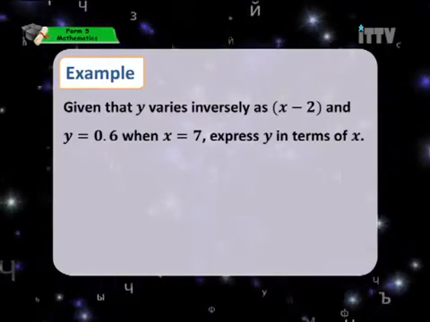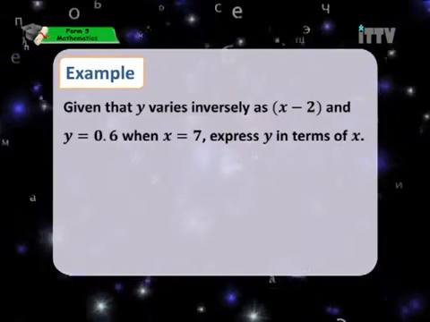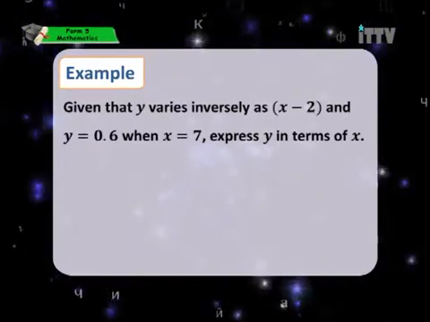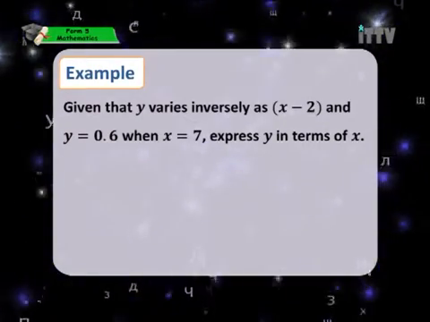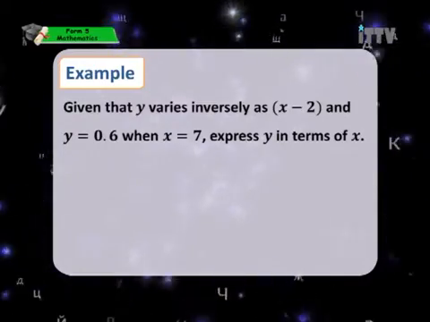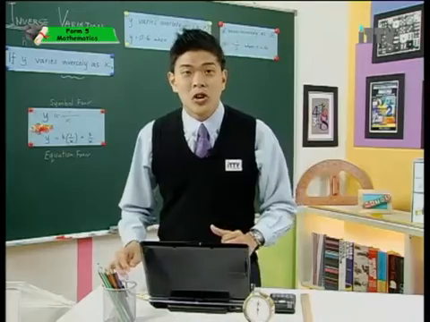Alright guys, let's take a look at an example now. Given that y varies inversely as x minus 2 and y equals 0.6 when x equals 7, express y in terms of x. Let's move on to the board to solve this question.